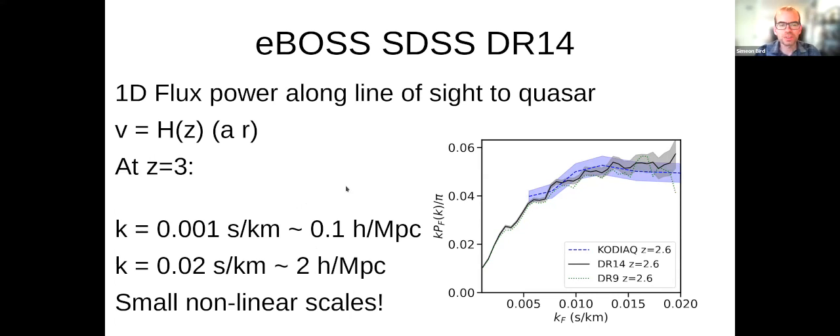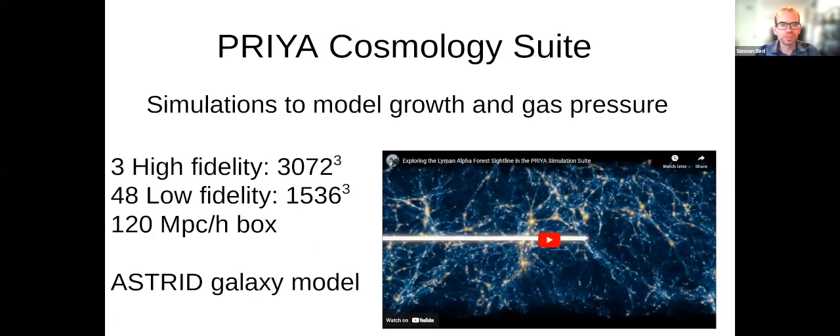They are scales in which the structure is nonlinear, and that means that we need cosmological simulations. We need them not just to model the growth of structure on small scales, but also to model the pressure in the gas. Because the thing we're observing is gas, and gas is not a perfect tracer of the dark matter, we do need hydrodynamic simulations.